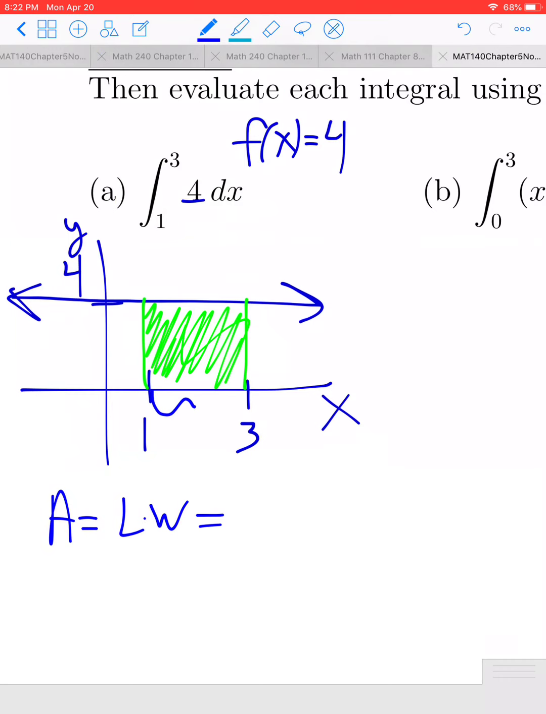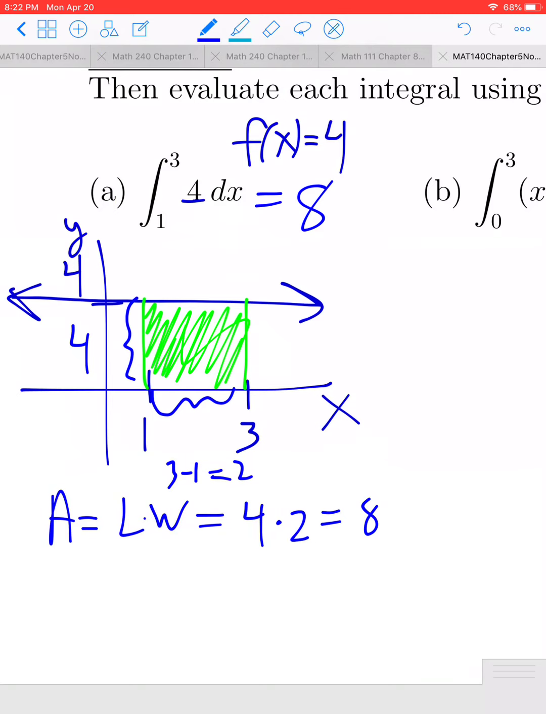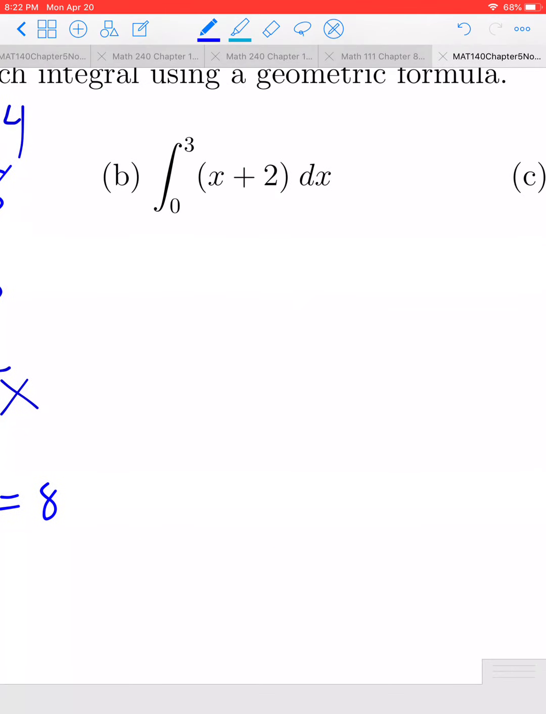It has a width of 3 minus 1, which is 2, and its length would be 4. So because f is non-negative, the definite integral corresponds to the area under the curve, which means that the value of that definite integral would be equal to 8. Let's take a look at part B.